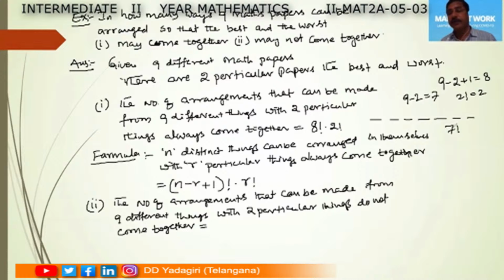Now after arranging these 7 elements, those 2 particular elements can be arranged so that they do not come together. Then we have to arrange them in between every 2 elements in these places, or at either of the ends, first place లో కానీ లాస్ట్ లో కానీ.